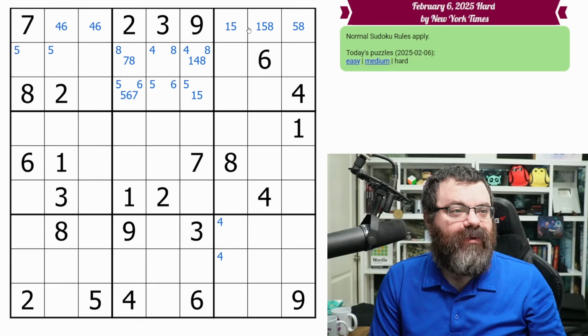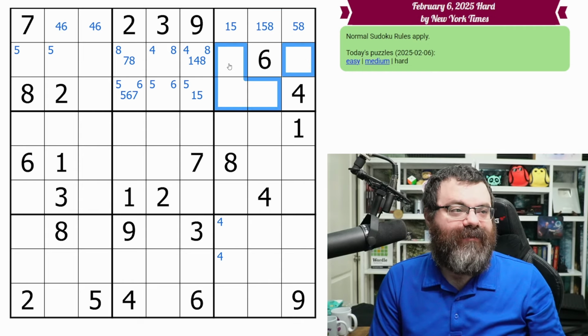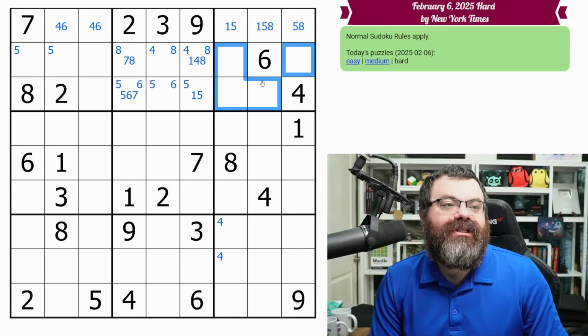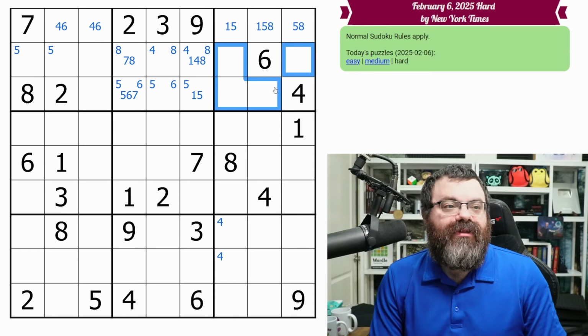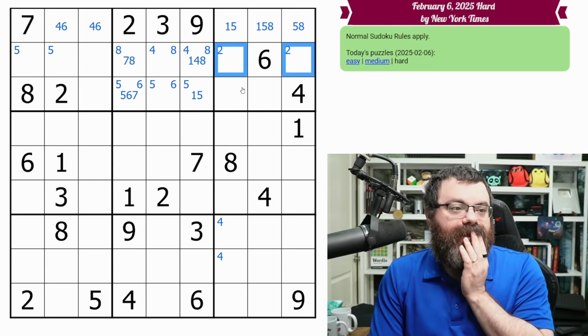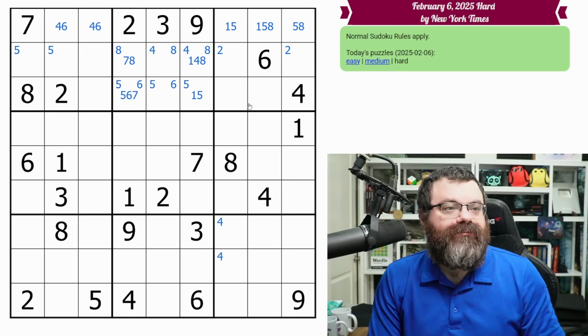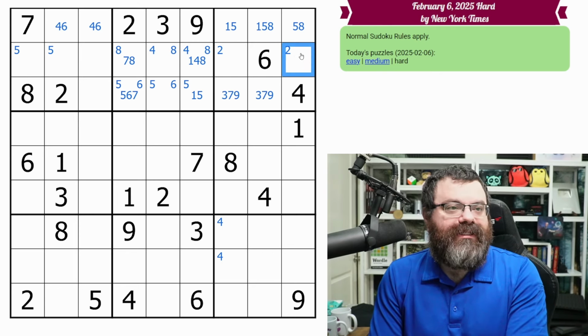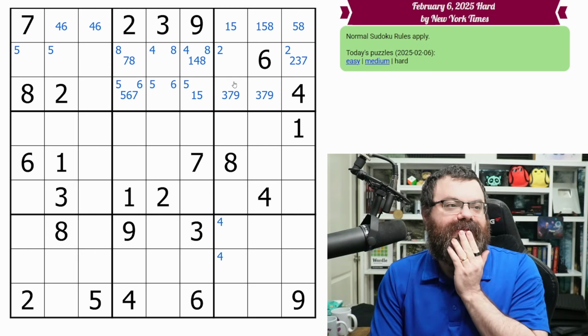I'm not sure there's more to find here. This 158 does remove 158 from all of these cells. So we can think about the remaining digits. We need a 2, 3, 7, 9. Well, the 2 actually looks in here, putting a 2 in one of these. And then so these are 3, 7, 9. This can't be a 9, so this is 2, 3, 7. This isn't all that exciting.